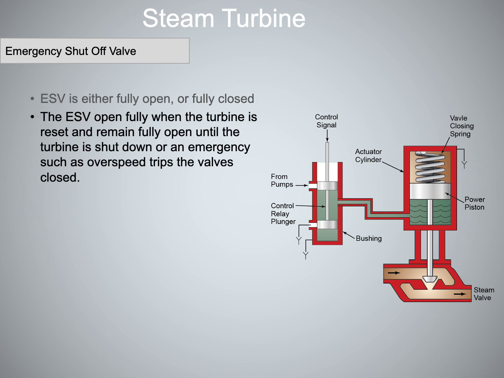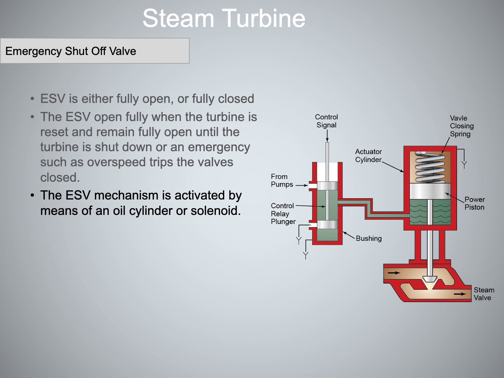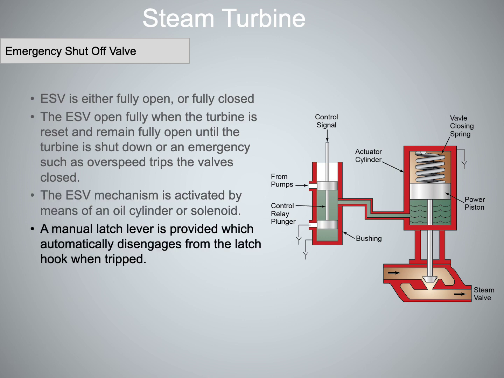The ESV opens fully when the turbine is reset, and remains fully open until the turbine is shut down, or an emergency such as overspeed trips the valves closed. The ESV mechanism is activated by means of an oil cylinder or solenoid. A manual latch lever is provided, which automatically disengages from the latch hook when tripped.